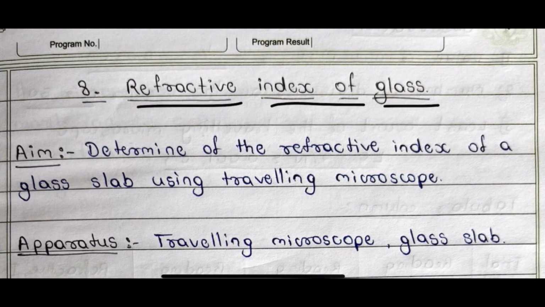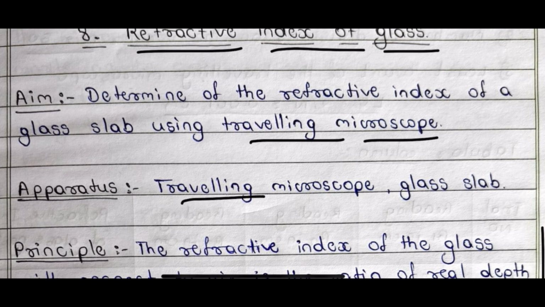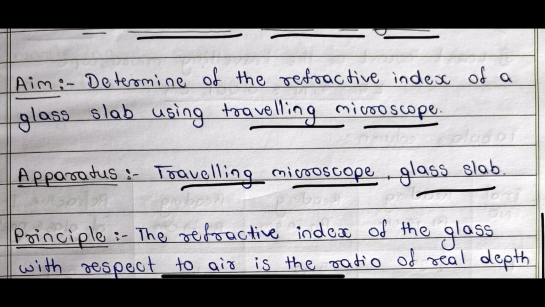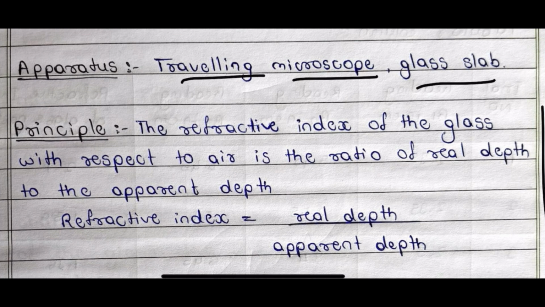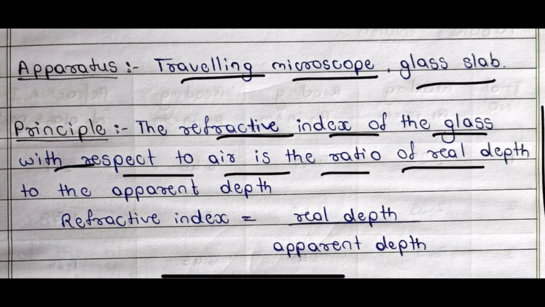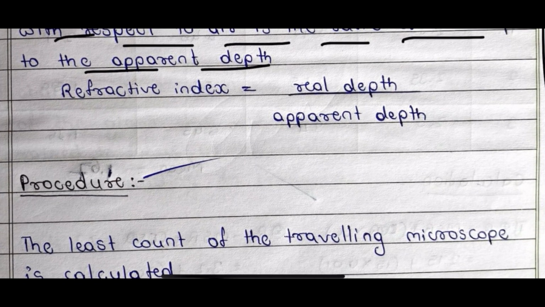This is the aim: determination of the refractive index of a glass slab using a traveling microscope. The apparatus: traveling microscope and glass slab. And the principle. This is the principle behind the experiment, that is, the refractive index of a glass with respect to air is the ratio of real depth to the apparent depth. The formula is real depth by apparent depth. This is the principle behind the experiment, and this is the procedure.